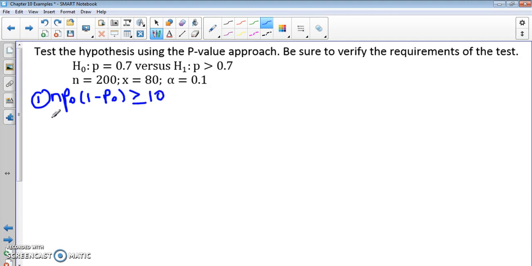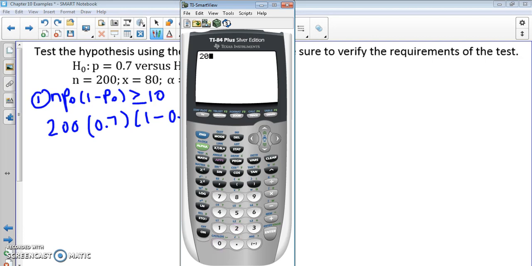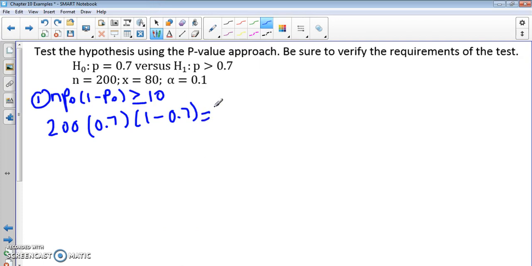to 10. So n is 200, p naught is 0.7, so 1 minus 0.7. So let's do that on our calculator. So we have 200 times 0.7 times the quantity 1 minus 0.7. We get 42. So that condition's verified.